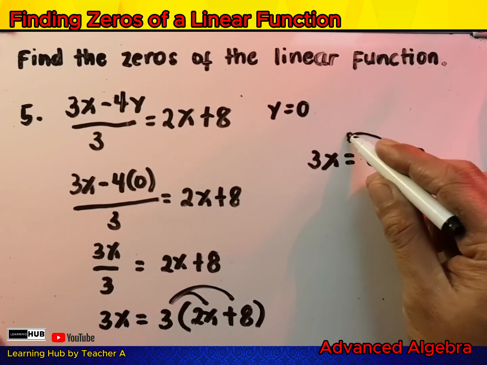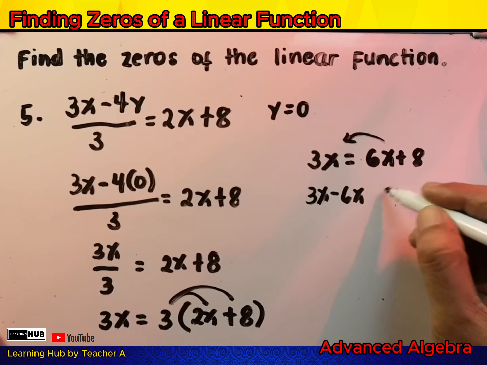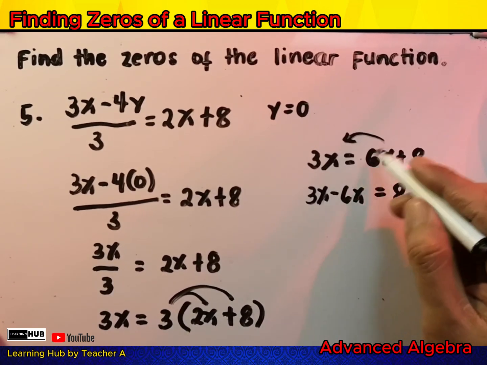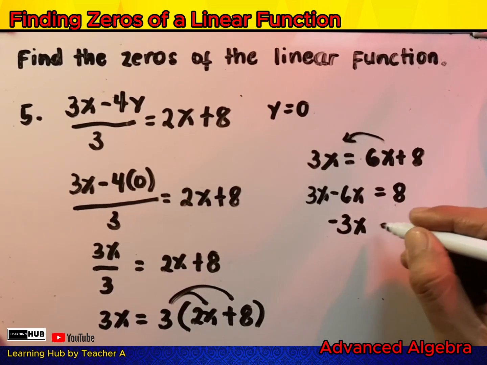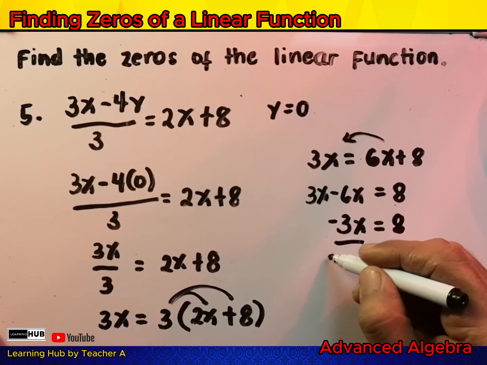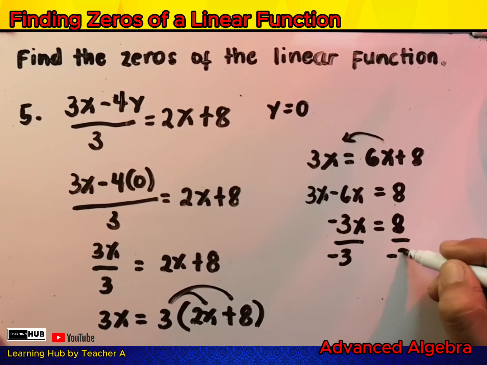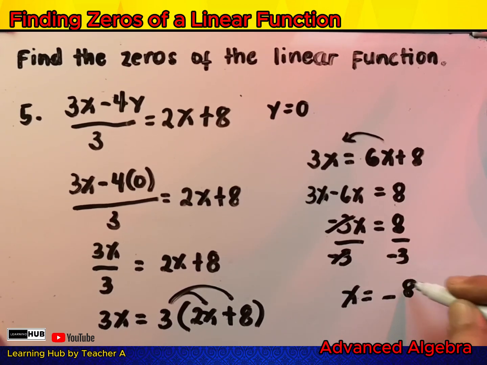Okay, transpose 6x to the other side. 3x minus 6x is equal to 8. Positive 6x becomes negative 6x. So that is negative 3x is equal to 8. Divide both sides by negative 3. x will be negative 8 over 3.